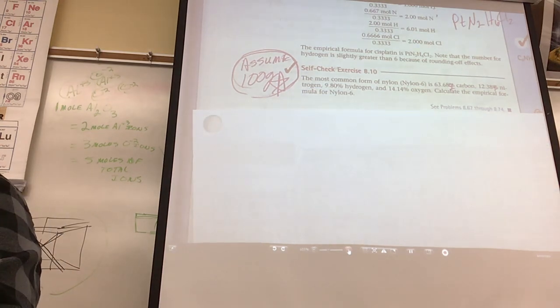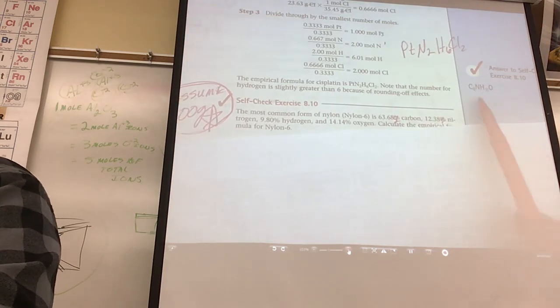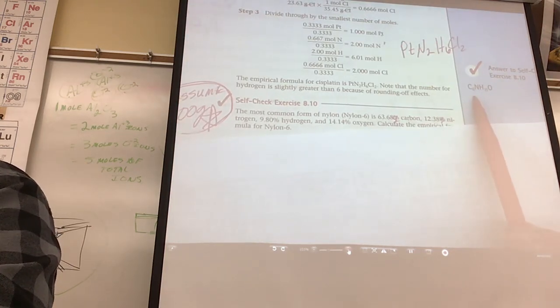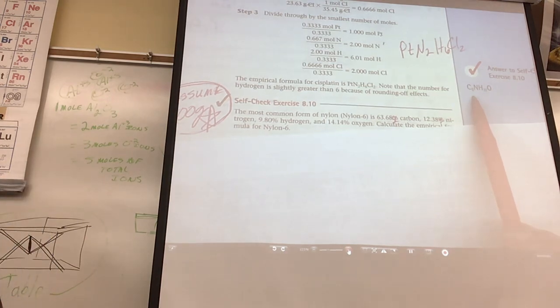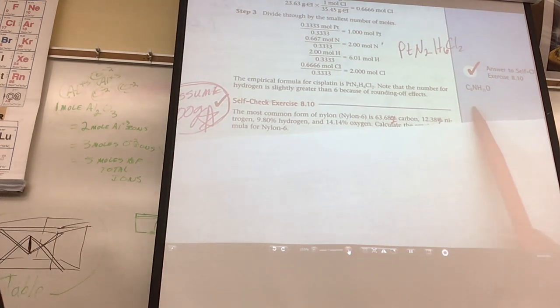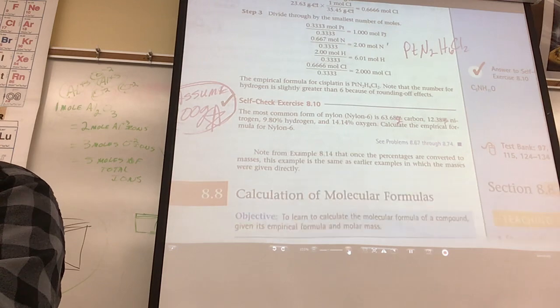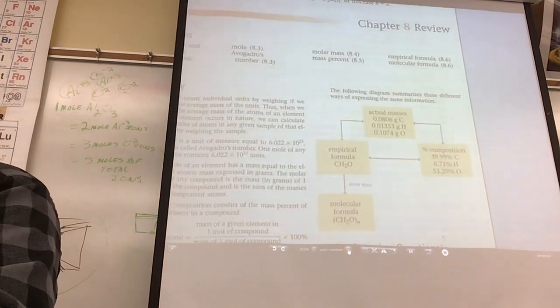Let's see if they give the answer here. Exercise 8.10. Okay, here it is. So if you're interested and you want to go home and see if you got it right, there's the answer there. It says C6NH11O. So one more time, if you want to go home and try that one, it's C6NH11O. Okay, got it? All right.